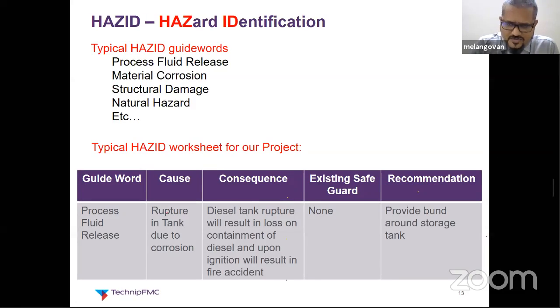For an example, emission to environment. What is emission? If we have the overflow line open all the time, diesel emission will be happening to the environment. So that may be the consequence. And what are the safeguards we have? What is the recommendation? Like that, we need to brainstorm for hazards to people and property, as well as hazards to the environment. This is how we progress with it.